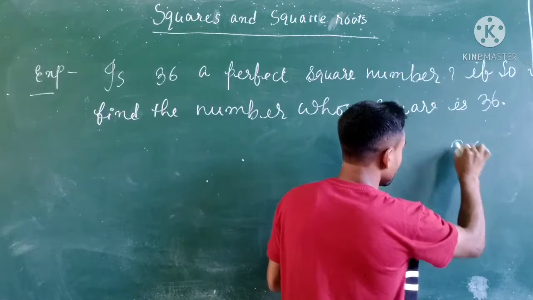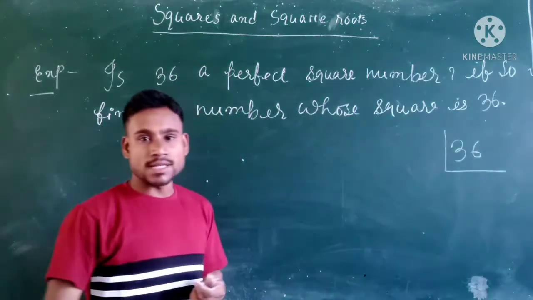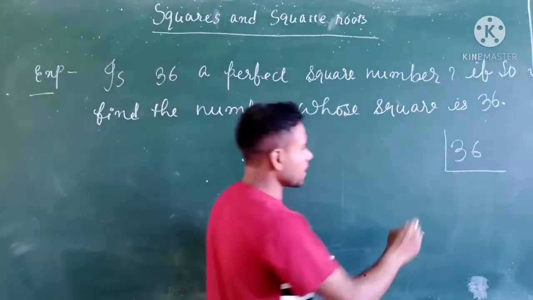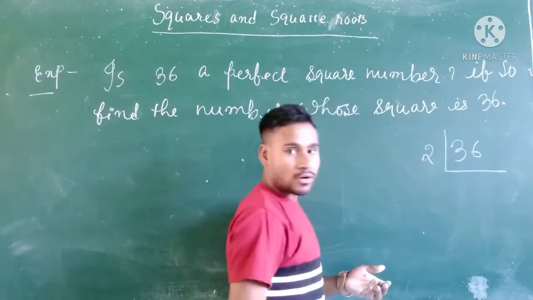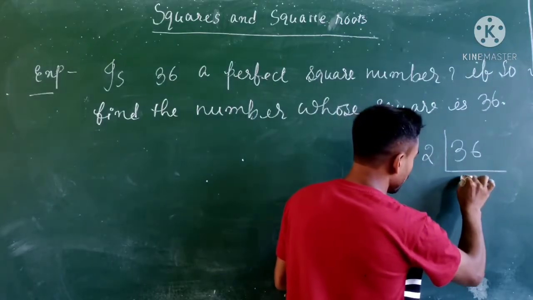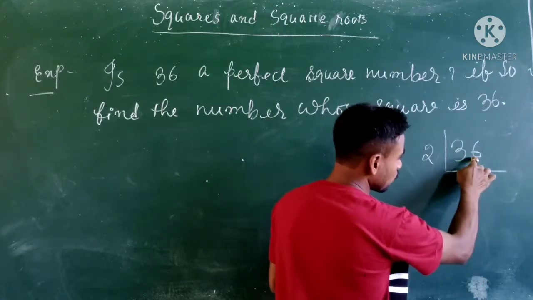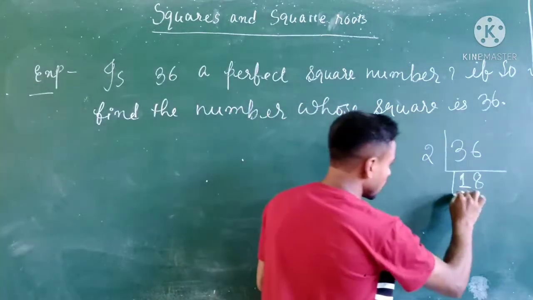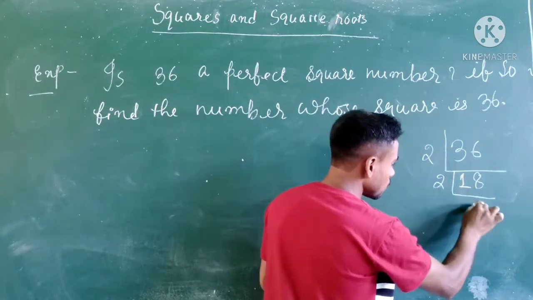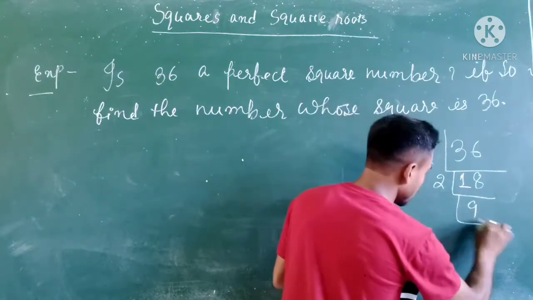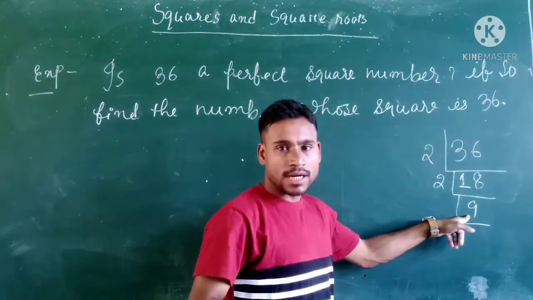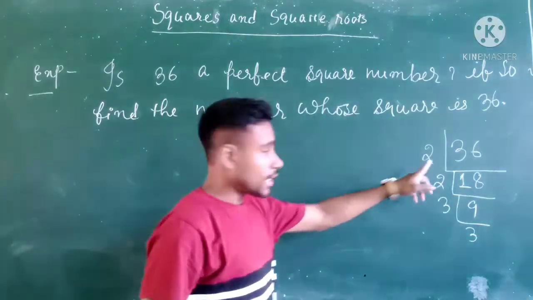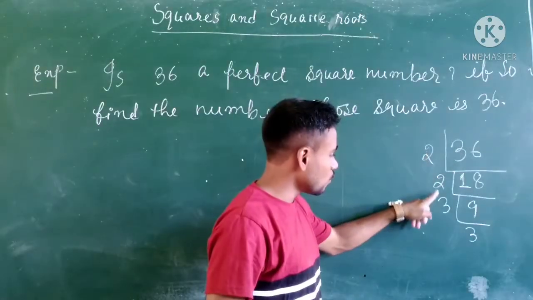First of all, we need to prime factorize 36. All of you know what prime factorization is. See here, 36 is divisible by 2: 2 times 18 is 36. Again, 18 is divisible by 2: 2 into 9. Now 9 is an odd number, so it is not divisible by 2. We can try with 3. So 36 is nothing but the product of 2, 2, 3, 3.